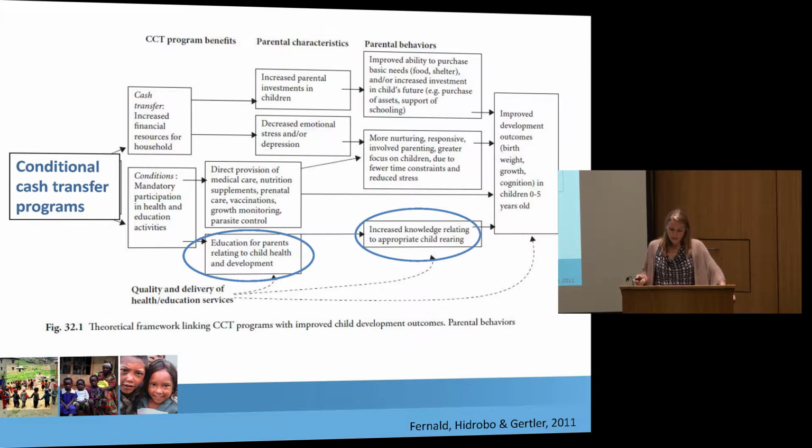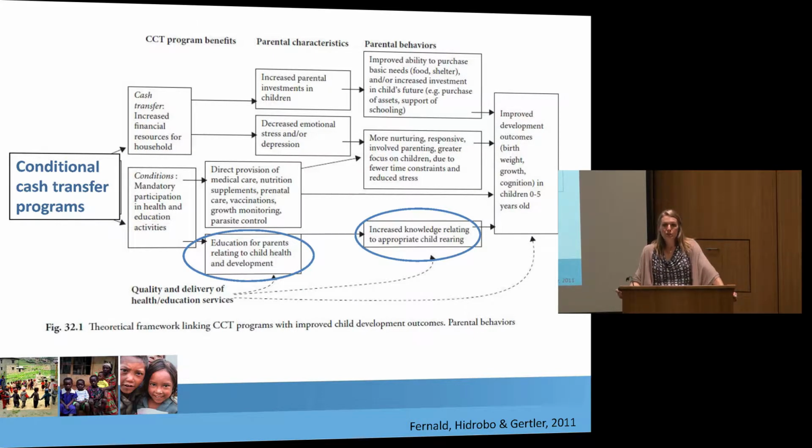So this question here was, let's think about ways to improve child development that don't have to go through this cash pathway, since the cash pathway has these potential unintended consequences for other members of the household. So if we really want to focus on kids, let's think about adding a component of education for parents, which would then result in increased knowledge relating to appropriate child rearing and then improving outcomes.